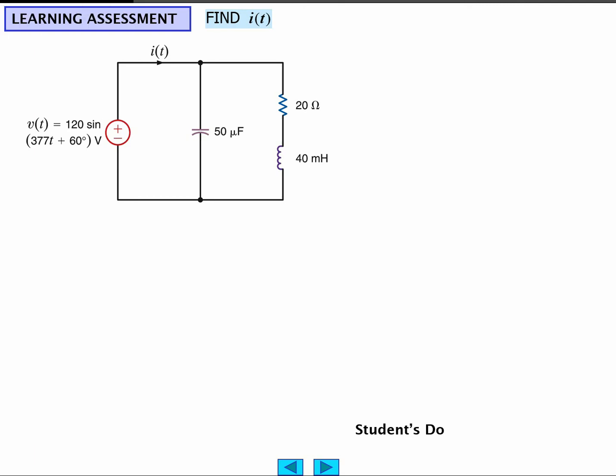Okay, ladies and gentlemen, this one I want you guys to do. And just a couple hints. Amplitude of the voltage given by 120, omega's 377, phase angle of the voltage 60. Figure out the impedance of these two things in series.